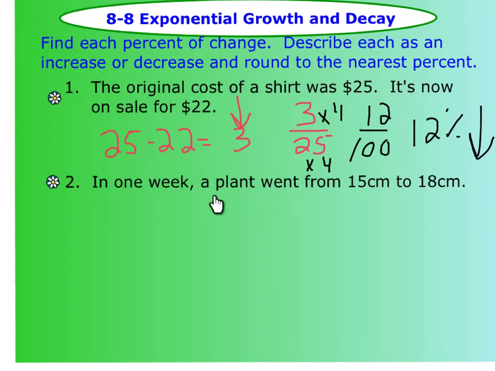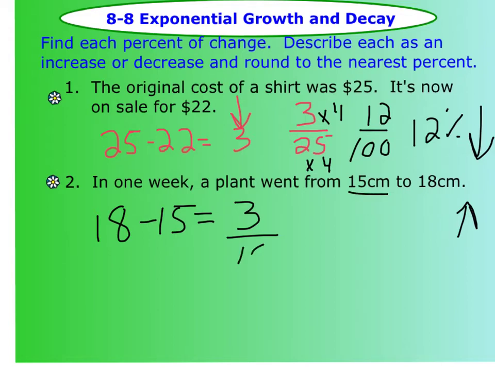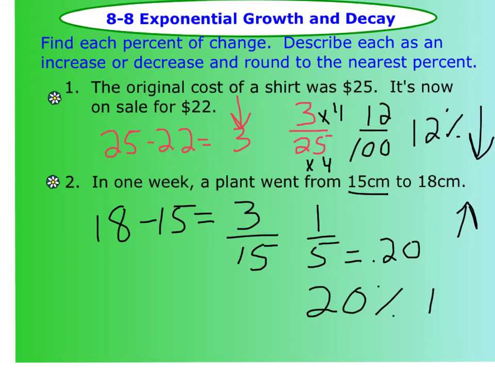In 1 week, a plant went from 15 centimeters up to 18. So this will be an increase. And again, let's subtract these. So 18 minus 15 is also 3. And we divide by our original. Our original was 15. So 3 out of 15 reduces to 1/5, and we know what that percent is. That's 0.2, so that turns into a 20% increase. So just a quick warm-up for this lesson.